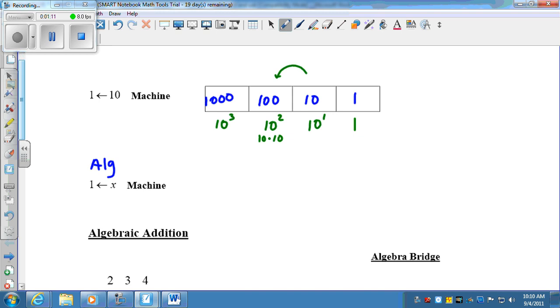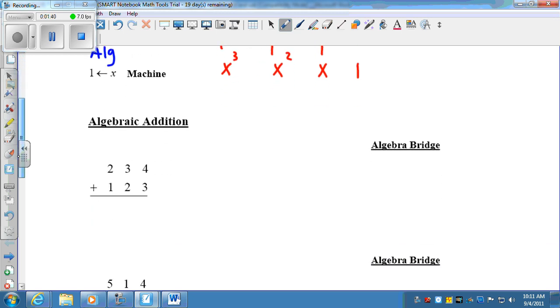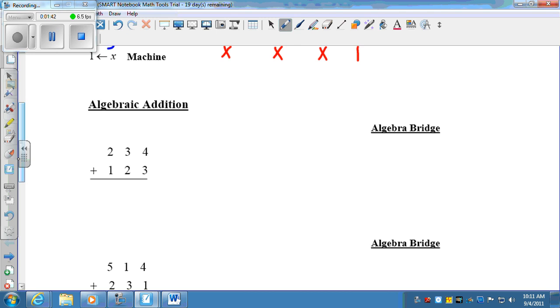So when I'm in an algebra machine, because I don't know the size of my groups, like groups of 2 in a 2 machine, groups of 3 in a 3 machine, my group is unknown, so we're going to call that x. And so following the pattern, this is going to be x squared, and this will be x cubed. So there's a relationship here, and we're going to use this relationship when we convert to algebra. So let's go and figure out, how do we add algebraically?